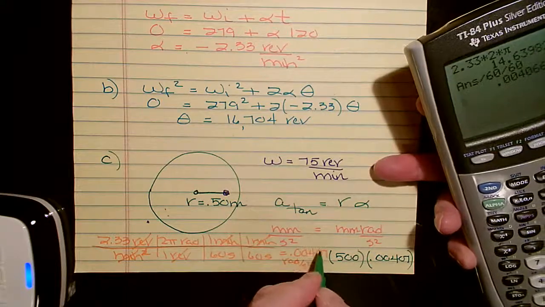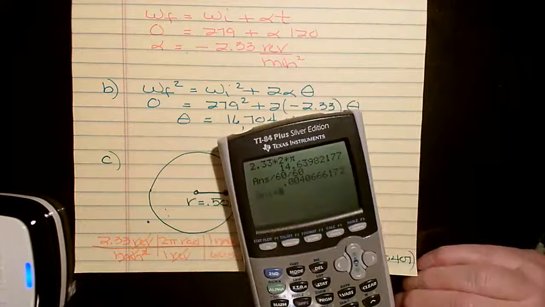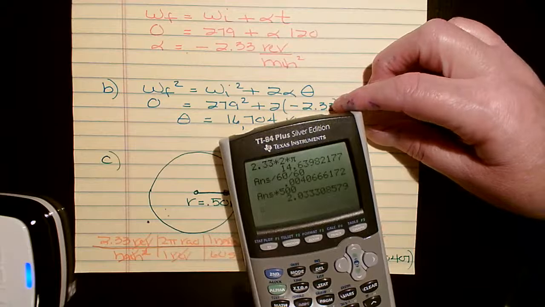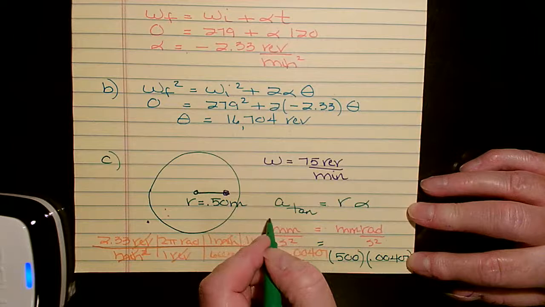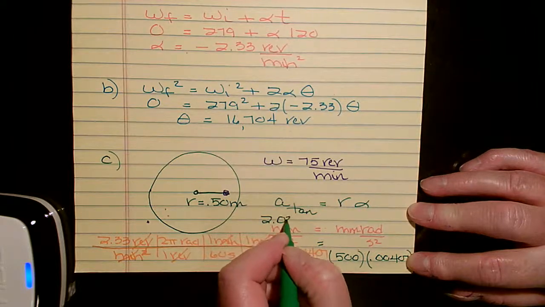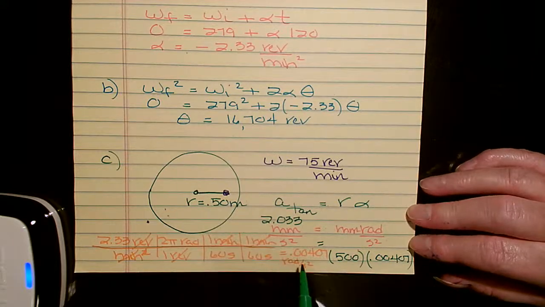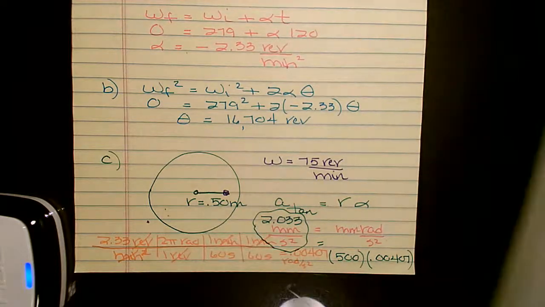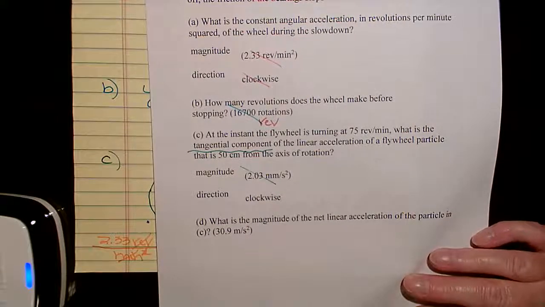And equals. So I'll take that number, and I'm going to multiply it by 500. And there's my a tan, 2.033. a tan is 2.033 millimeters per second squared. Let's circle all of that. All right, 2.033. And that looks good.